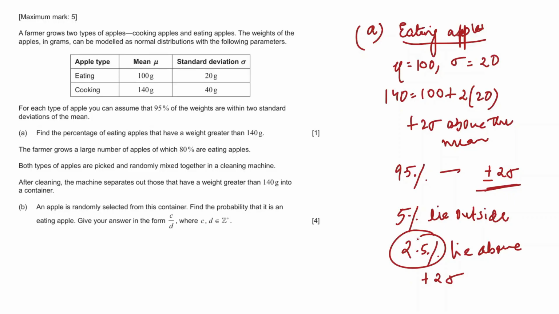Now let's solve part B. Now we have to find the probability that the apple is an eating apple. Now, what is the idea that has been given in the question? The apple is chosen from the container and not from all the apples, right? And the container contains only apples heavier than 140 grams, right? The container contains apples which are heavier than 140 grams.